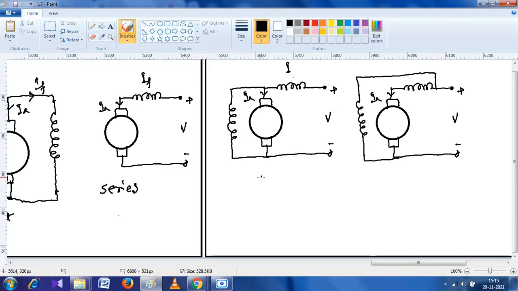Compound motor. And there are two types of compound motor based on the position of the field coil. Yes, long shunt, short shunt. Which one is long shunt and which one is short? First one is short shunt, last one is long shunt. Good. This is short shunt. This is long shunt. Good.